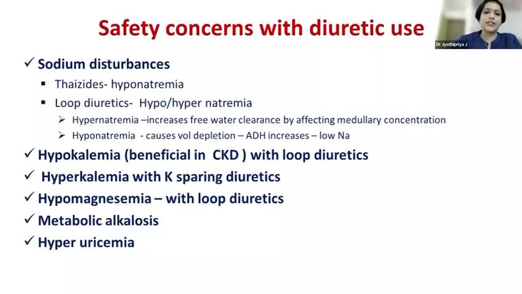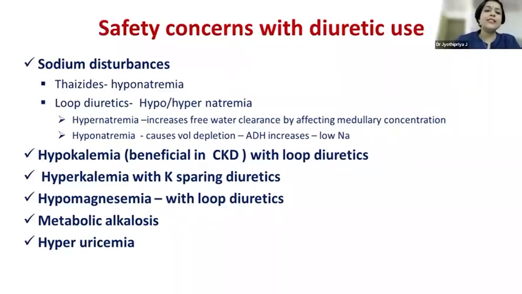Hypernatremia happens because there is increased free water clearance by affecting medullary concentration, and hyponatremia when there is volume depletion and a rise in ADH. Now, the next abnormality which we frequently encounter is hypokalemia, which is associated with the usage of loop diuretics. But in fact, in CKD, this can be beneficial, especially in advanced CKD, where hyperkalemia is a predominant problem with these patients. Hyperkalemia can happen with potassium-sparing diuretics. So most of the time, the combination of these two might tackle the issue.